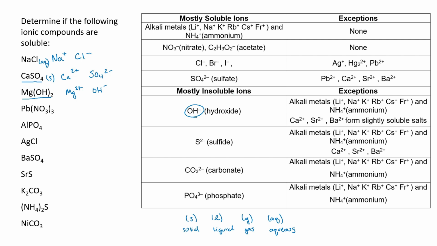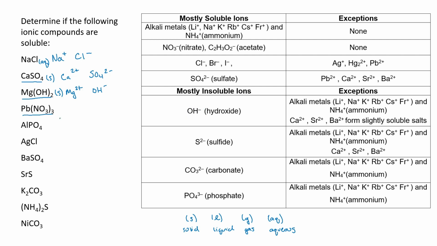So our hydroxides are generally going to be insoluble unless we have an exception here. So I'm going to look over to my exceptions and see if I see magnesium anywhere in here. And I do not see magnesium. So magnesium is not an exception, meaning magnesium hydroxide is an insoluble salt. So I'm going to put an S after magnesium hydroxide.